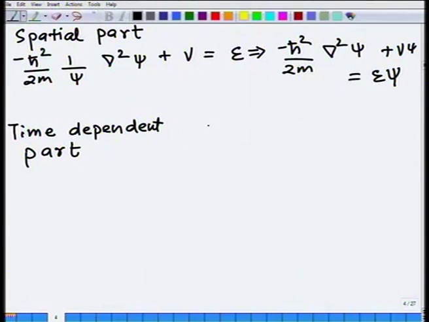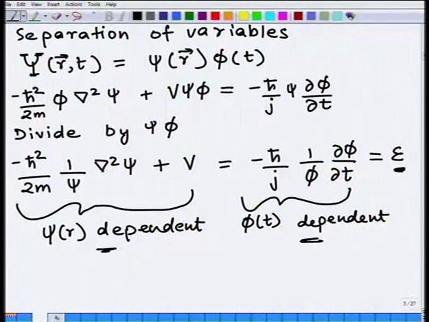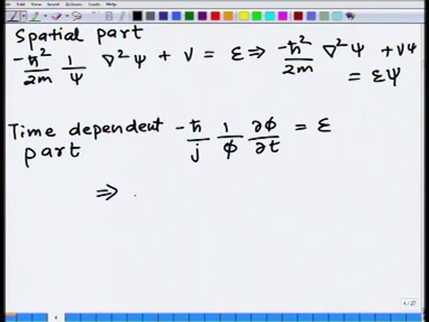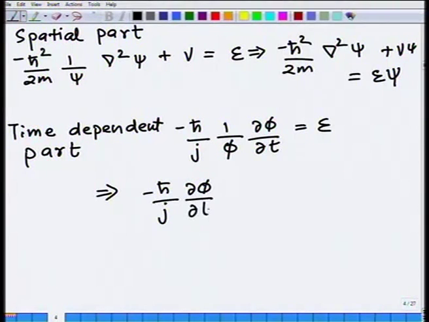Then likewise, since this energy E should be equal to the same quantity here, both quantities should be equal. Therefore, we will write this as j h by j del phi by del t is equal to, which is time dependent only.